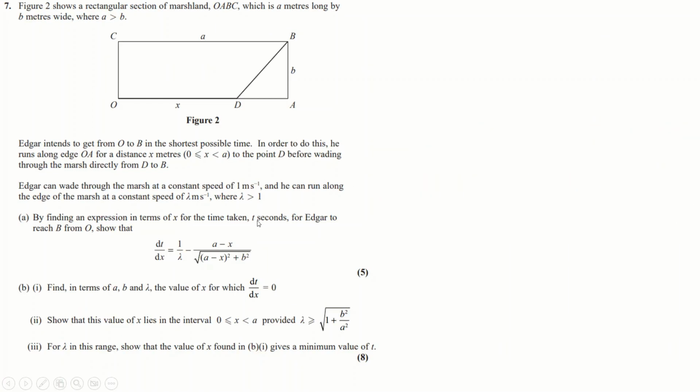First bit then, we're going to need an expression for t if we're going to differentiate it. So, well, we start with just speed equals distance over time, right? Which means time is distance over speed. Distance here is x, and we're told that he goes at lambda meters per second along the edge of the thing. So the time it takes him to do this is going to be x over lambda. So that's our first bit of the time.